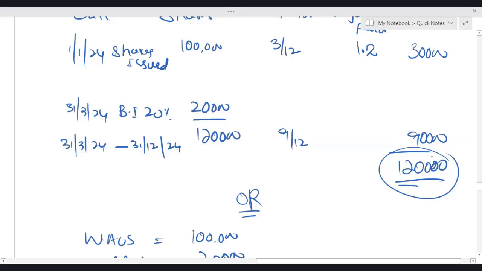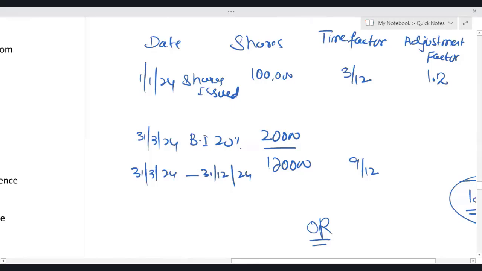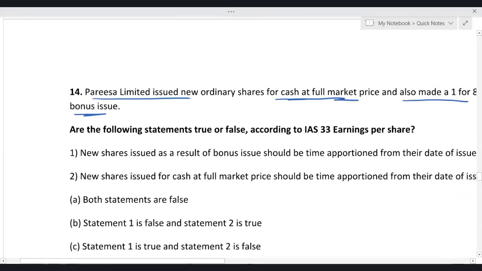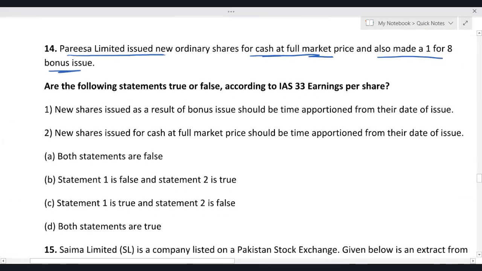But when you people will be solving the question, please, you have to time apportion, because this is how we have discussed all the IAS 33. But if it comes theoretically, in multiple choice questions, and an examiner is asking you, is it necessary to time apportion in case of bonus? The answer is no, it's not necessary. And only in case of bonus, it is not necessary. Otherwise, if there is a cash issue, anything else, you have to time apportion.